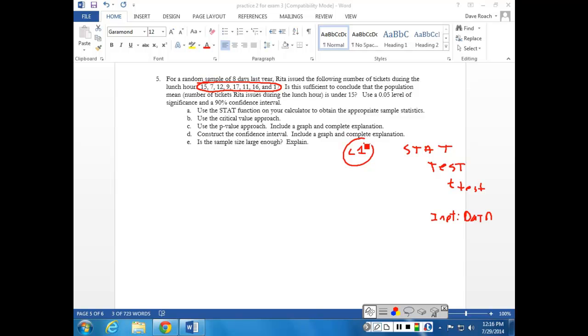Okay, so now I'm going to do, for the critical value approach, first of all, we have n is equal to 8, HA is mu under 15, so the degrees of freedom is equal to 7. So I'm going to reject HO if t-test is less than minus some value. And we have 0.05 and a one-tailed test at 7 degrees of freedom. That's 1.895.